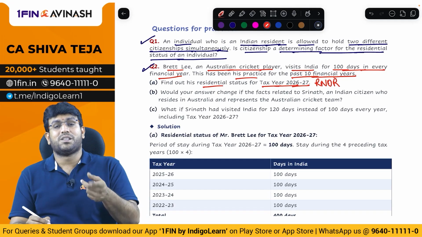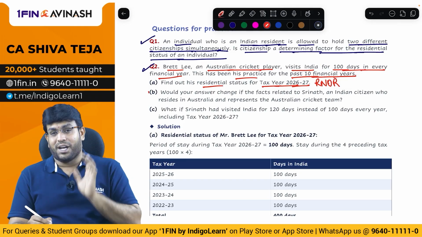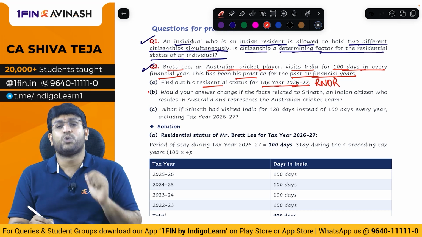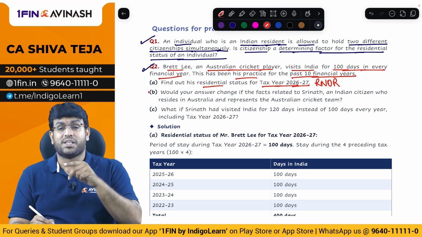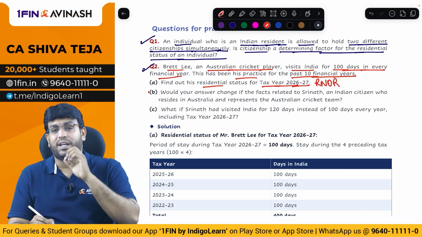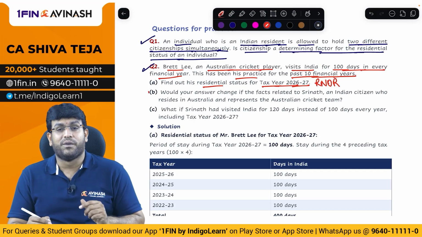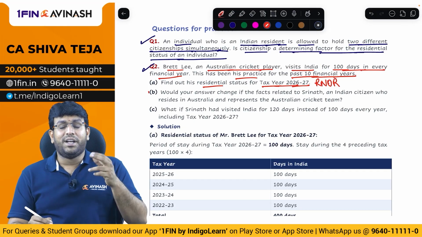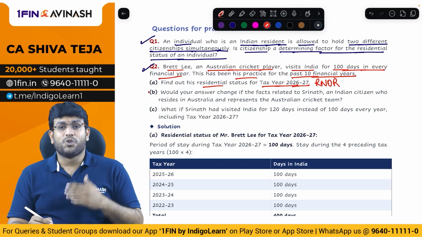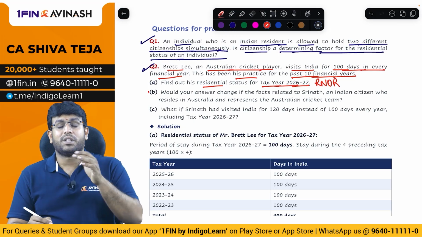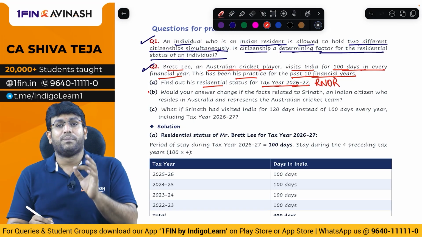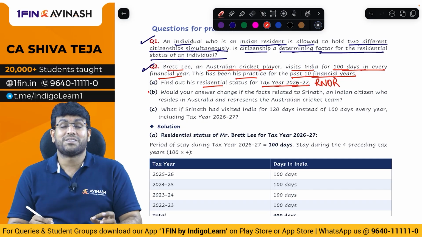He will become resident because he can satisfy second basic condition. But he cannot satisfy both additional conditions together, because second additional condition says what? 730 days or more during the last 7 years preceding the tax year. 730 days is what we want in last 7 years. When you say 100 days every year, in last 7 years it becomes 700 days. So obviously he can't satisfy both additional conditions together, and the residential status will become resident but not ordinarily resident.